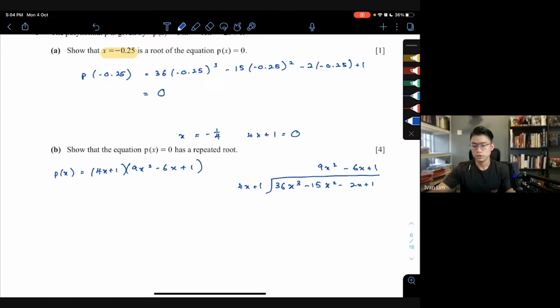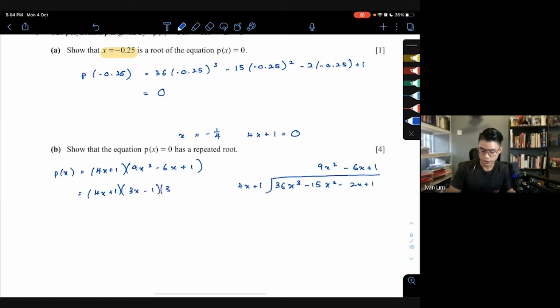Okay, then go and factorize the bottom one. 4x plus 1, you'll get 3x minus 1, 3x minus 1. Or you can prove it also. Let's say you use b squared minus 4ac. You should get it equals 0, right? For you to prove it.